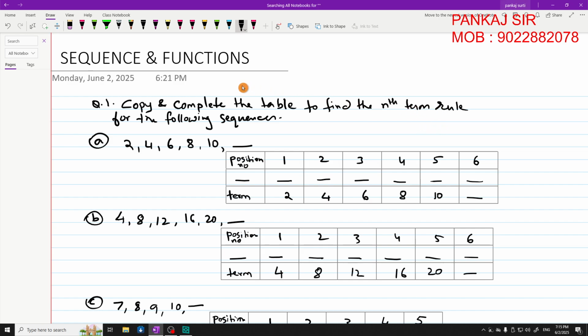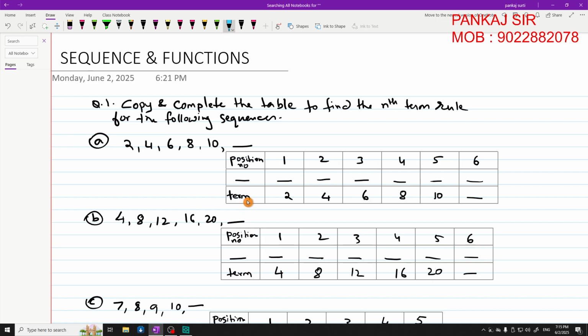Okay, so to start with, let us go to question number 1, which says to copy and complete the table to find the nth term rule for the following sequences. Now, the first sequence given here is 2, 4, 6, 8, 10, and then there is a blank. And in the table below, they have given you the position number as 1, 2, 3, 4, 5, 6. Then there are all these blanks.